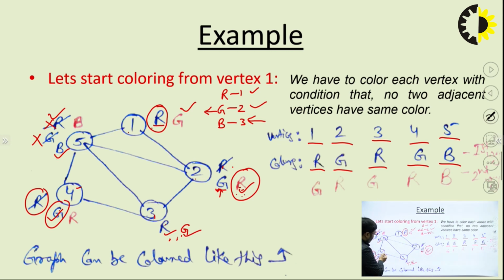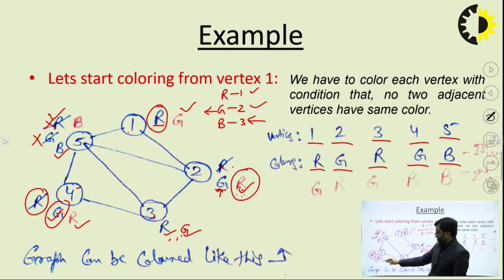Then we come to vertex number 4. Can we give the red color to this? Because the last coloring vertex is vertex number 3, we can give the red color to this one. Now come to the last vertex, vertex number 5. We try to color this again for the second way, second option. Can we give the red color to this vertex? No, we cannot give the red color to this vertex, because vertex 4 is already red color.